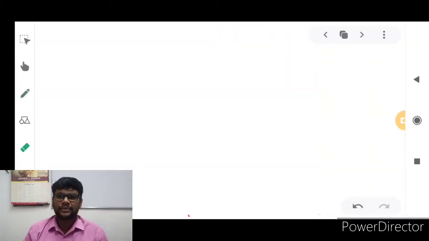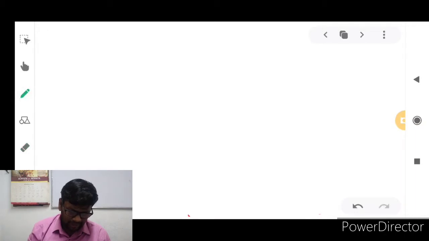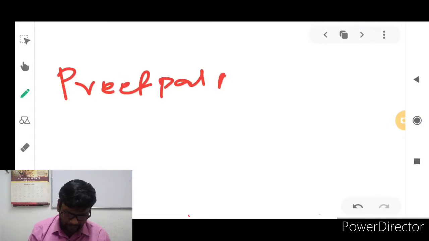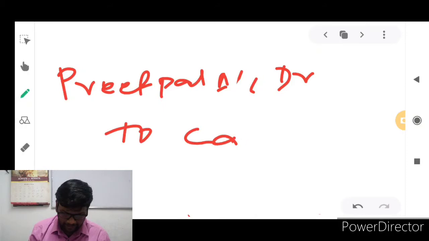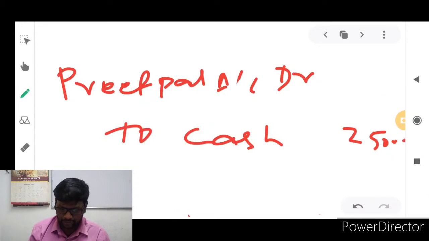The journal entry for it: we are Rajhans. Rajhan paid 25,000 to Preetpal trader. Preetpal is a supplier of goods, isn't it? So money goes outside. Directly we will enter in the journal entry: Preetpal account debit, to cash, because we paid cash, how much? 25,000 rupees, isn't it?